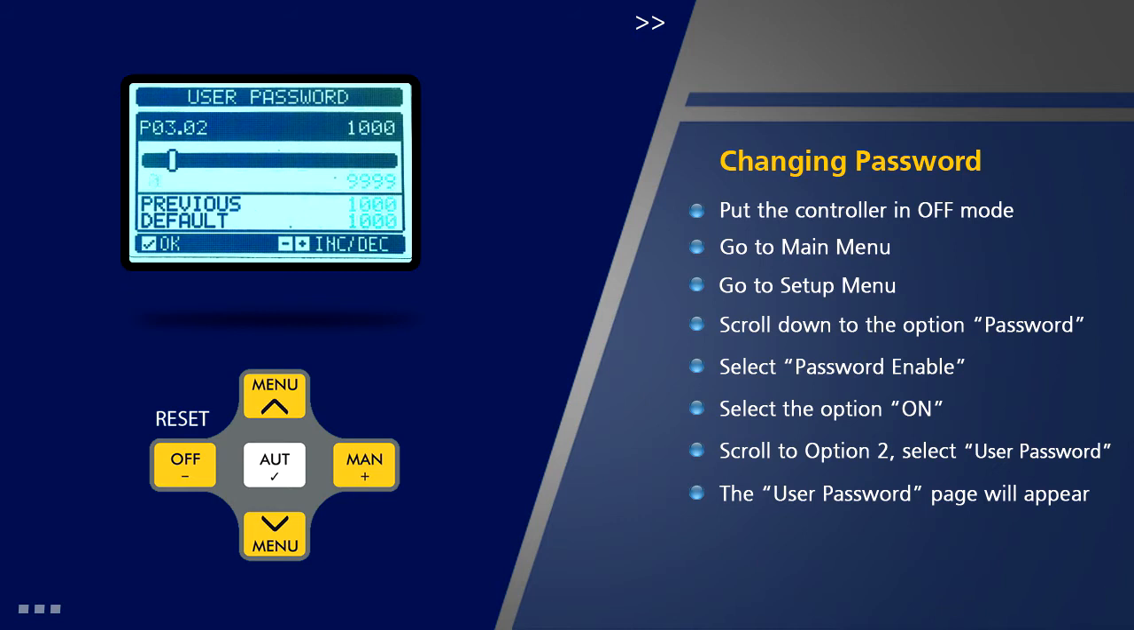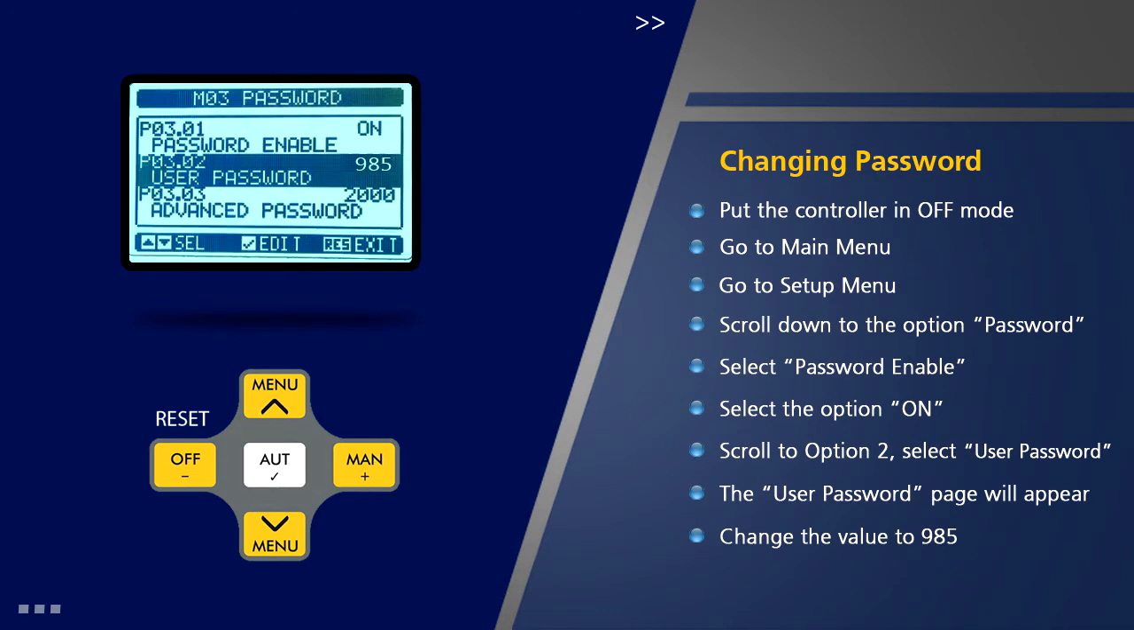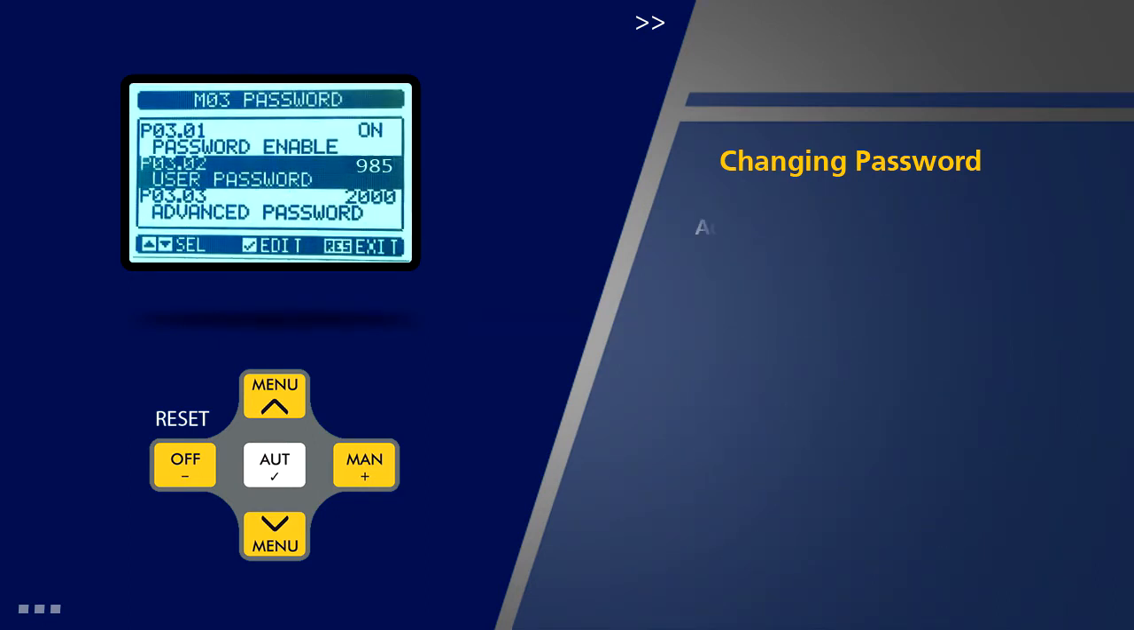You can change it to a smaller or bigger value by scrolling. Change the value to 985 and press OK. The user password is changed to 985. The advanced password can also be changed with an identical procedure as follows.